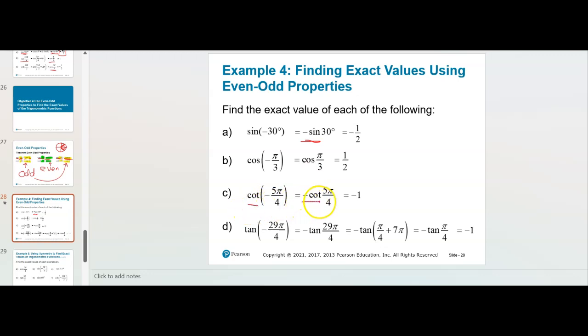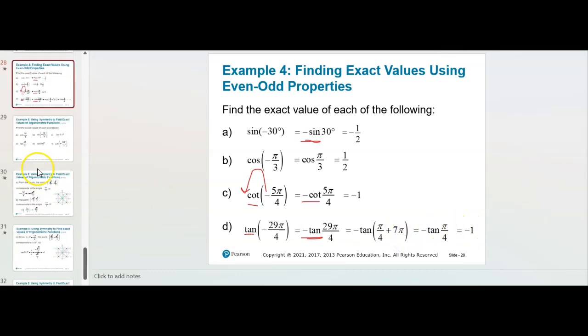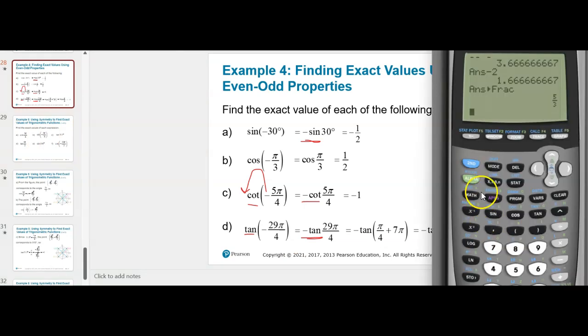Cotangent, again, there's the negative. Think of it like the negatives coming out to the outside, if you will. And the same with tangent. Tangent is an odd function, so that negative comes out and becomes a negative tangent. And then they're doing the coterminal property there again, just to get it down to smaller numbers. Don't forget your calculator can help with basically all of this stuff. Just make sure you're in the right mode.